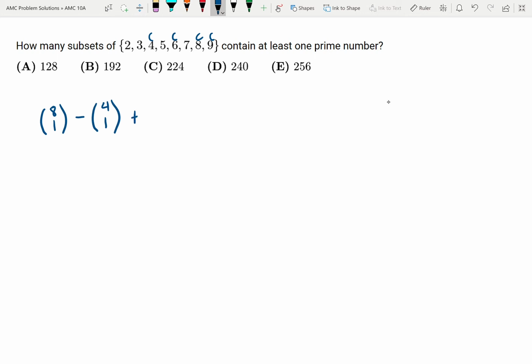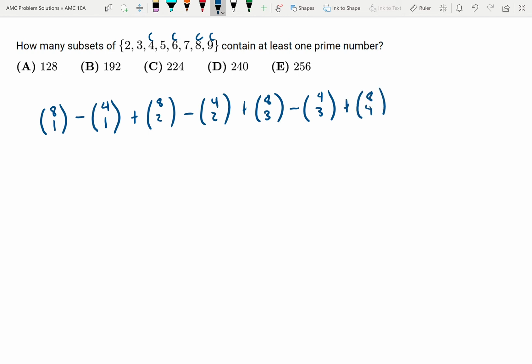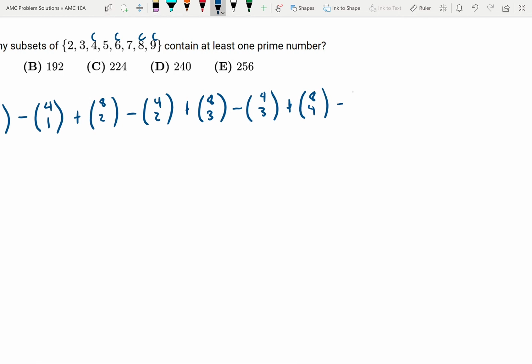So I'm going to add 8, choose 2. This is for subsets of size 2. And again, so I don't overcount, I have to subtract the number of composite subsets of size 2. Again, 8, choose 3, total number of subsets of size 3. And again, I have to subtract the number of composite subsets. Again, 8, choose 4. And so again, I'm going to subtract 4, choose 4.